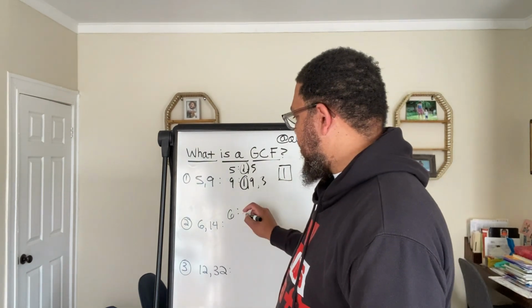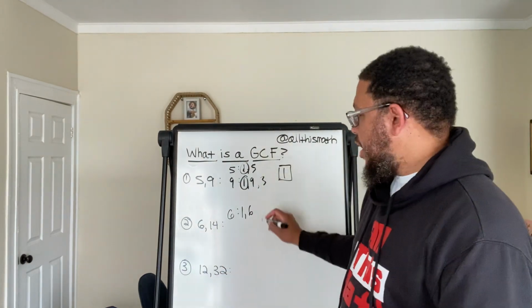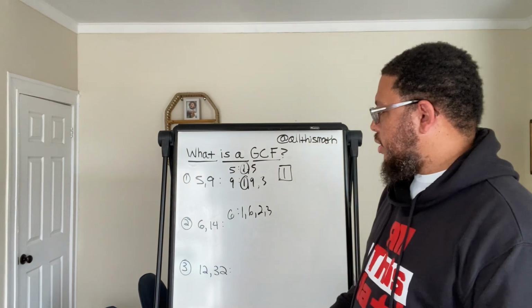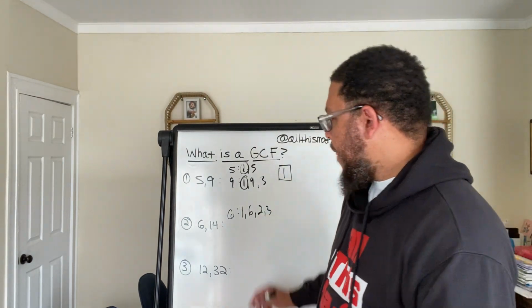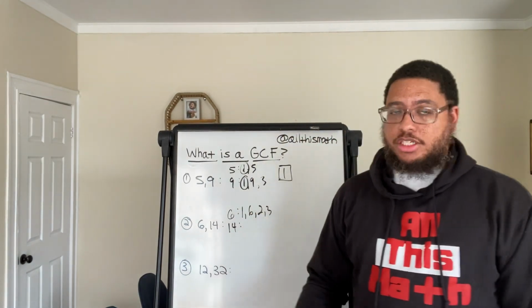So for 6, my factors are 1 and 6, because 1 times 6 equals 6. And my factors are also 2 and 3, because 2 times 3 equals 6. So 6 has 4 factors.